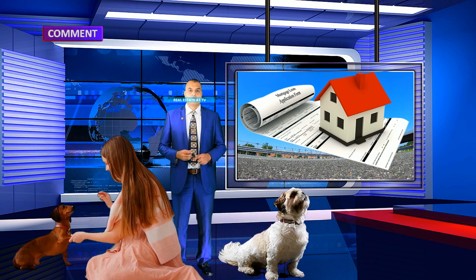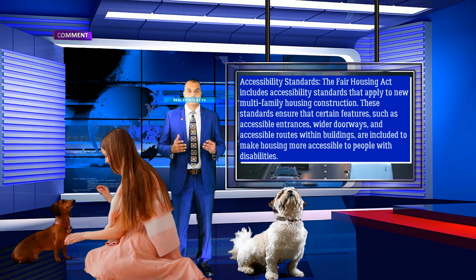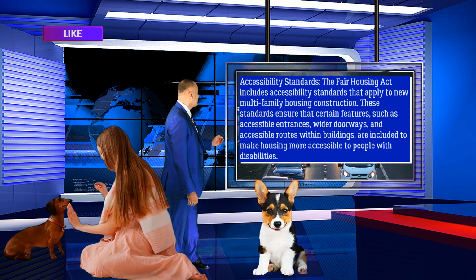6. Accessibility standards. The Fair Housing Act includes accessibility standards that apply to new multifamily housing construction. These standards ensure that certain features, such as accessible entrances, wider doorways, and accessible routes within buildings, are included to make housing more accessible to people with disabilities.